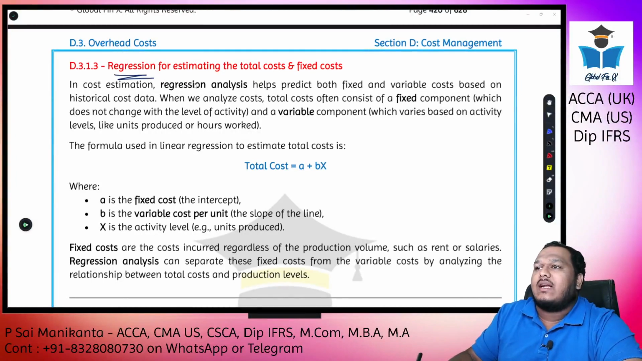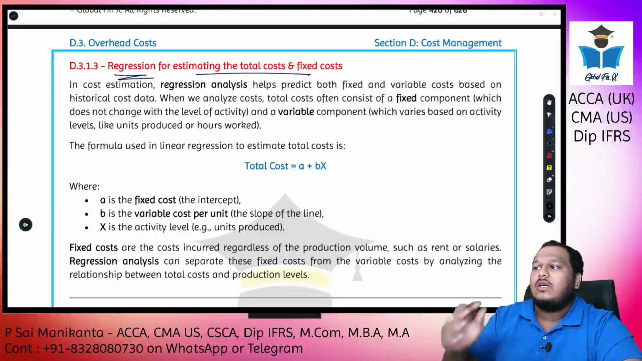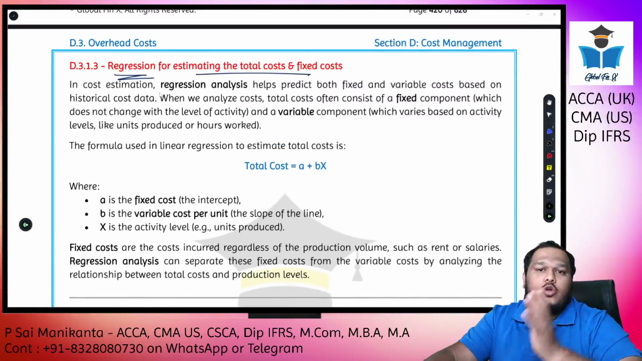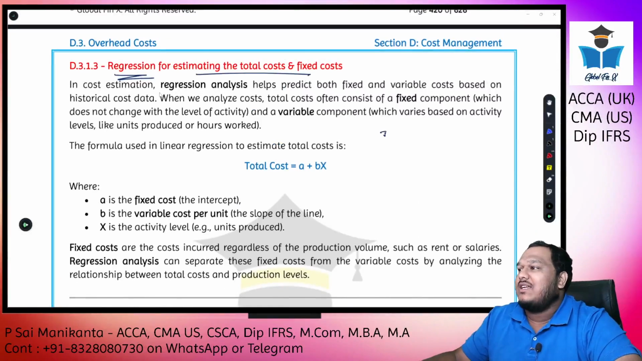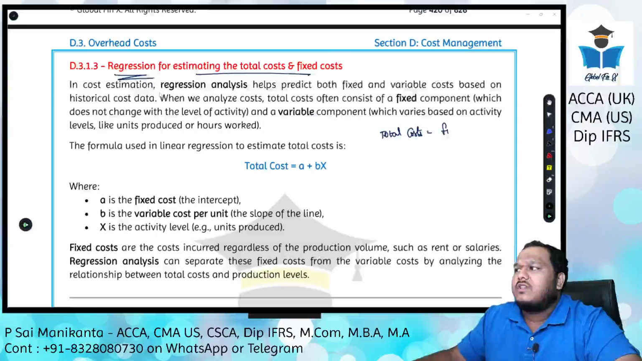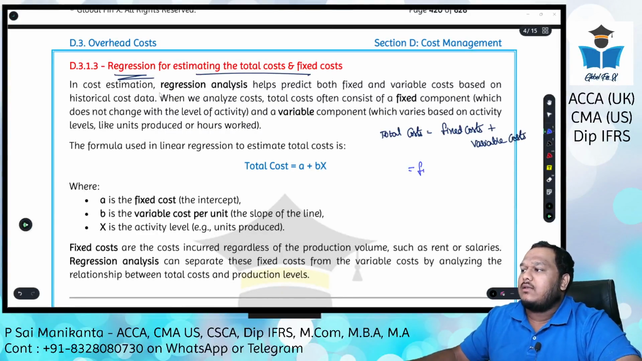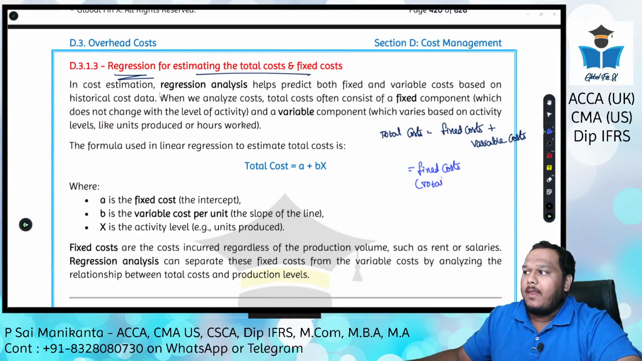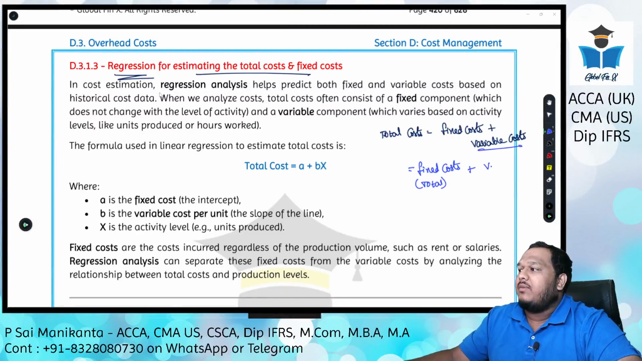So next one is regression for estimating the total fixed cost. Sir, we know this equation. Even though you don't know the equation, I'll tell you how this equation works. So total cost can be calculated as fixed cost plus variable cost. Now, can I consider fixed cost, because fixed costs are calculated in total, plus can I break this variable cost into variable cost per unit into number of units?